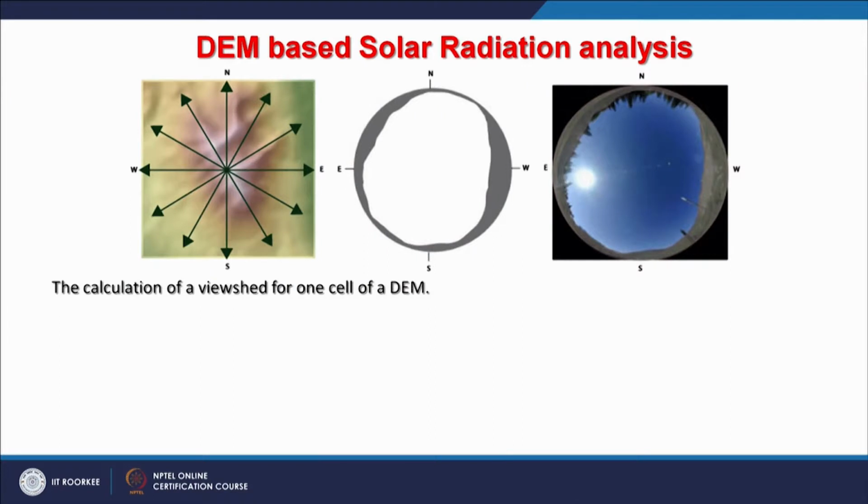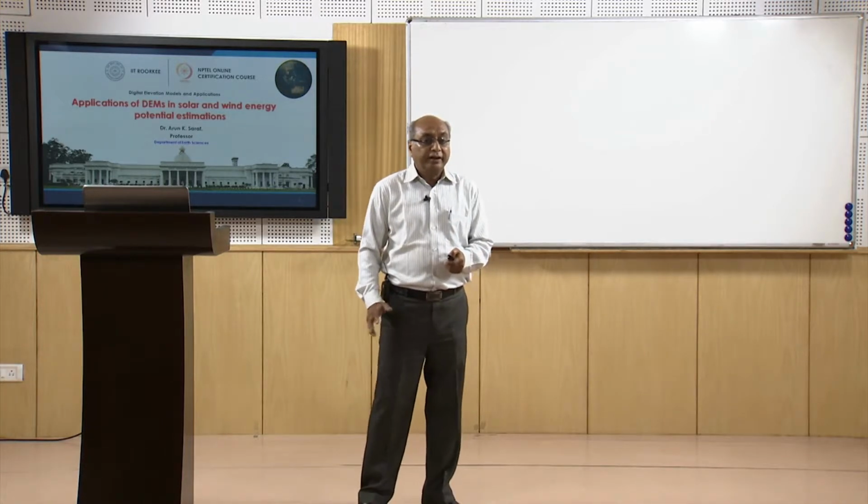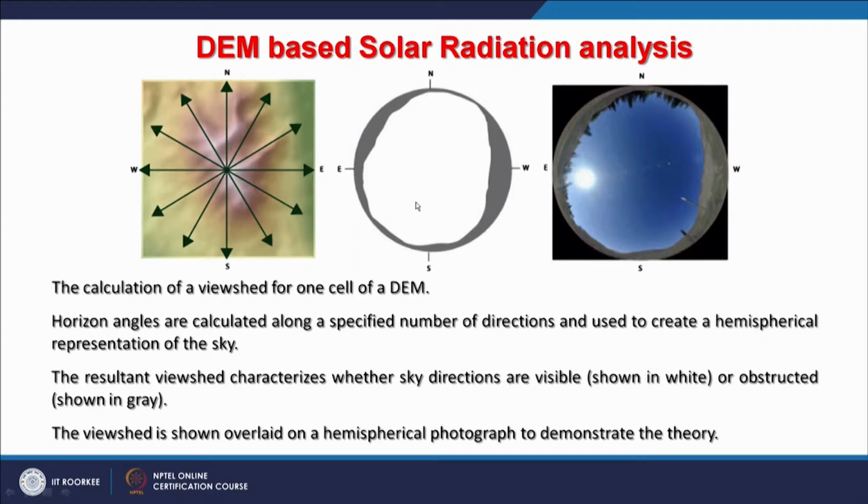Here is the example: this is our digital elevation model. Different directions will have different azimuth values here, and if I take the same viewshed or fish eye lens example, then this is the area of sky which is open at this location. The calculation of the viewshed for that particular cell involves horizon angles calculated along a specified number of directions, used to create a hemispherical representation of the sky. The resultant viewshed shows whether sky directions are visible, as shown here in white, or obstructed, as shown in gray. The viewshed shown here is overlaid over a hemispherical photograph to demonstrate this theory.